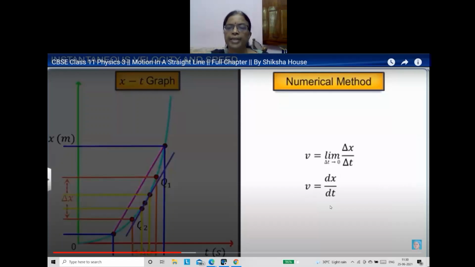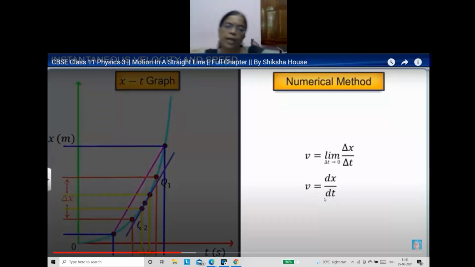And in differential calculus, it is the same thing. It is written in this manner: v equal to dx by dt. This is the change in position, this is the time interval. In differential calculus, the same thing is written in this manner. That means dx is the change in position, dt is the change in time, dx by dt. So it is also read as the first derivative of position. First derivative, d by dt means derivative.